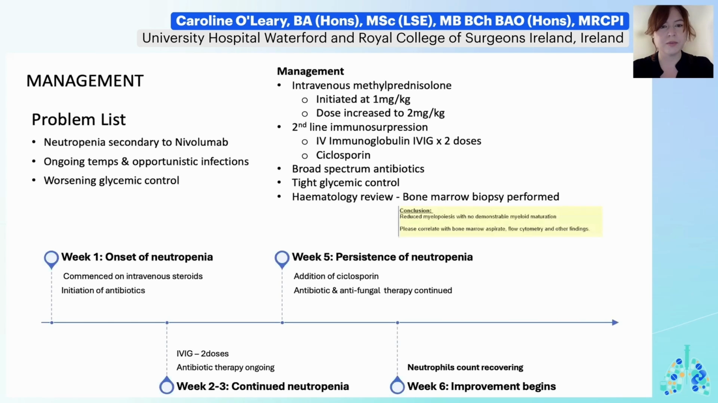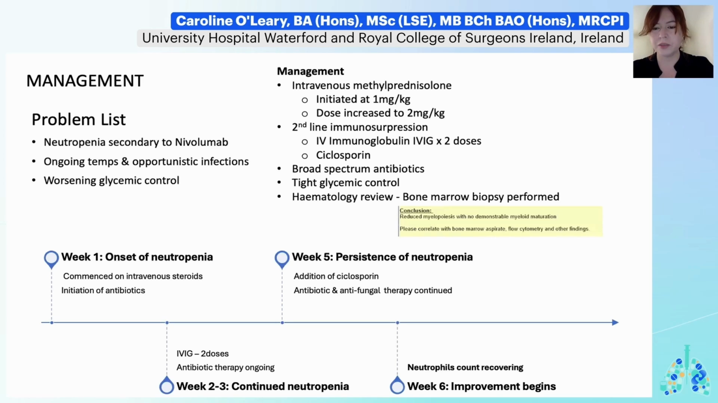So unfortunately, this turned out to be a prolonged neutropenia, which is believed to be secondary to the nivolumab. It's an isolated neutropenia, no other issues with other white blood cells, and ongoing temperatures and opportunistic infections became an issue the longer he continued to be neutropenic. He also had worsening glycemic control and was started on a number of immunosuppressive regimes, including IV methylpred up to 2 milligrams per kilogram, and was then started on second-line immunosuppression with IV immunoglobulins and cyclosporin with broad-spectrum antibiotics. And the patient, unfortunately, had a very prolonged admission.